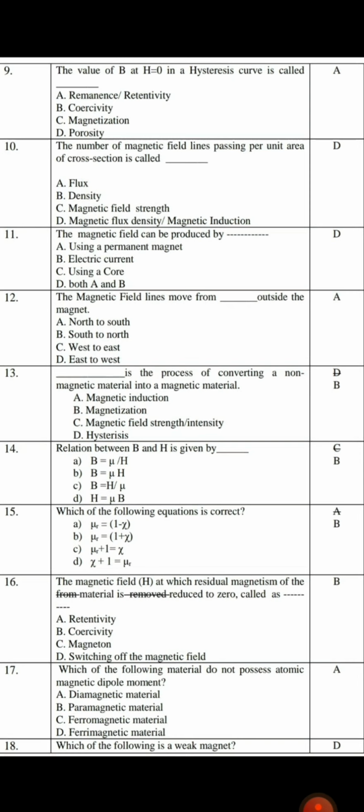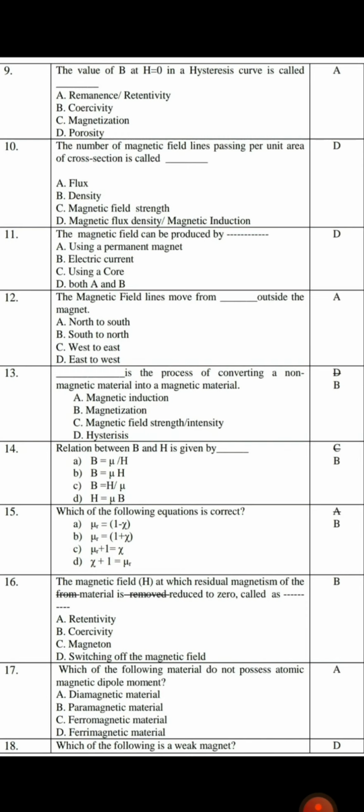17. Which of the following materials do not possess atomic magnetic dipole moment? Options are option A, diamagnetic material. Option B, paramagnetic material. Option C, ferromagnetic material. Option D, ferrimagnetic material. So the correct answer is option A, that is diamagnetic material.